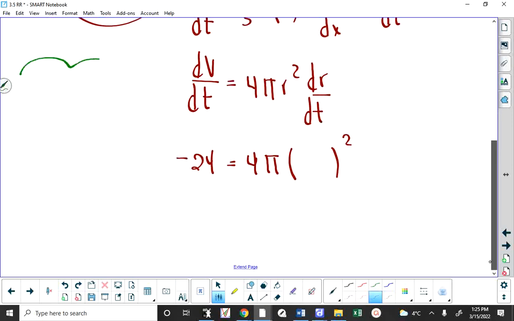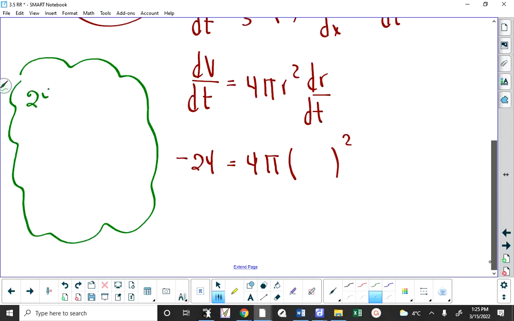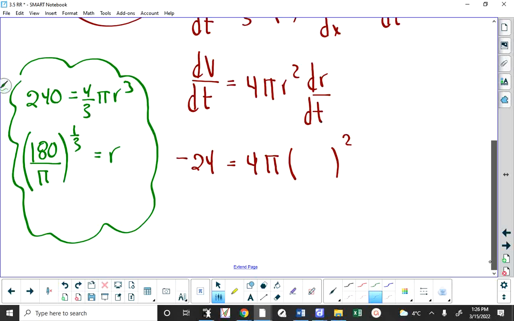So this is my side of the road work. Volume, is it 240? Thank you. 240 equals 4/3 pi r cubed. So I multiply 240 by 3. I divide 240 by 4. I get 180 divided by pi. r is the cube root of 180 over pi.